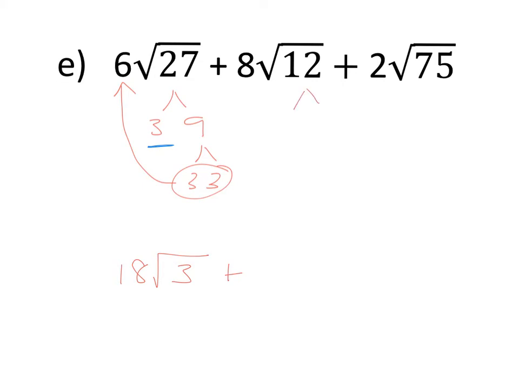Plus, break this guy down. So like 3 and 4, 2 and 2. 2's pair up and move out. So 8 times 2 is 16. And then we have a radical of 3 again left over right here.